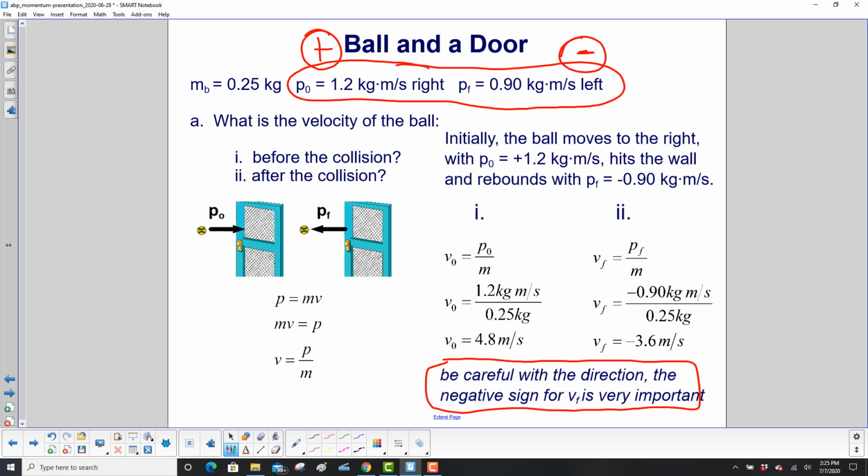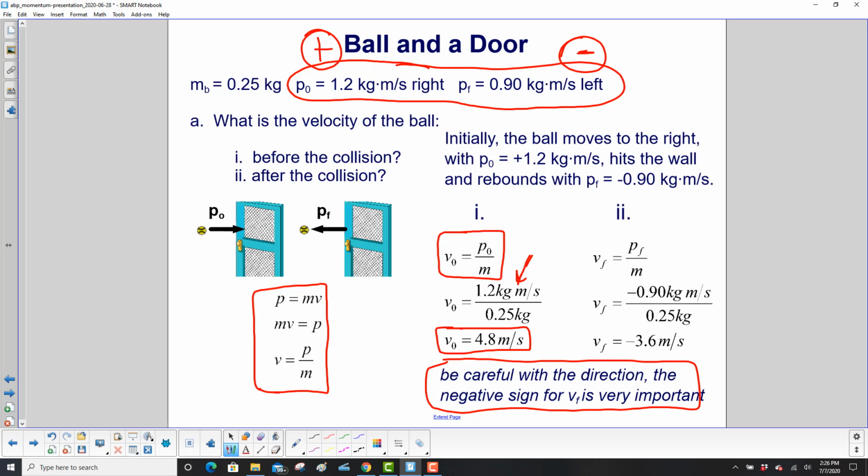So here's our initial momentum. V0, we're trying to find the initial velocity, so that's the initial momentum over m. Where did that come from? Here's your general equation for momentum, mv. Divide both sides by mass after you switch it around, and you find velocity is p over m. We just defined right as positive, pretty standard. So we put in 1.2 kilogram meters per second for the momentum and divide it by 0.25 kilograms, and we get an initial velocity to the right, because it's positive, of 4.8 meters per second.